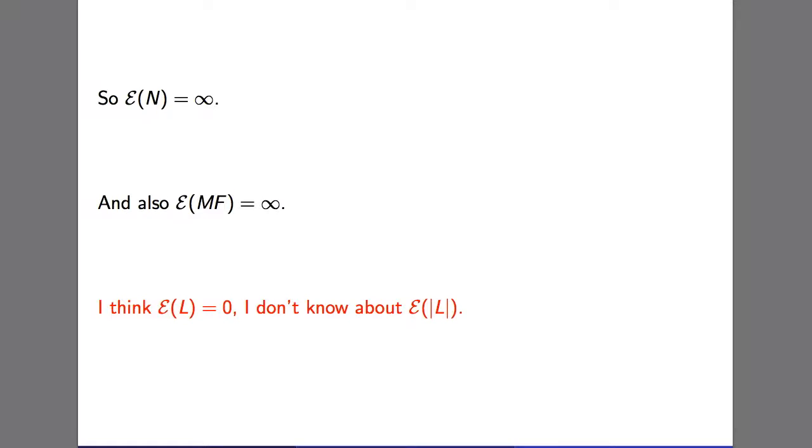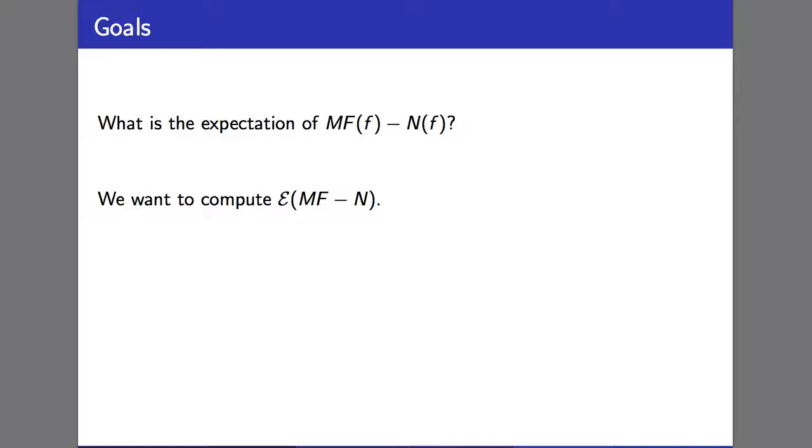Anyway, the goals for the rest of my time, really what I want to talk about is what is the expectation for this difference here, the minimum number minus the Nielsen number. Is it infinity? If it's infinity, this is really very bad news for Beckon's theorem. It means that usually we expect the minimum number to be very different from the Nielsen number. So this is what I want to compute, the expectation of the minimum minus the Nielsen number.